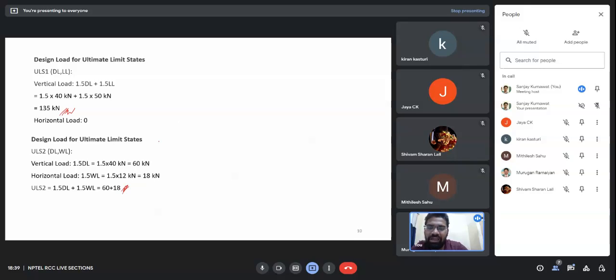Now in case 2 I have shown you, because of load reversal we have another case. So for that case also we have calculated the two loads: 0.9 times the dead load and 1.5 times the wind load. Okay, so you can add them both and find the, here also you can add them, 78 kilonewton.